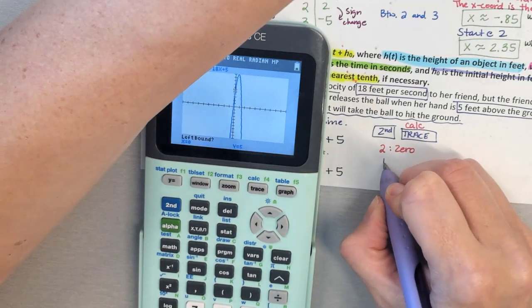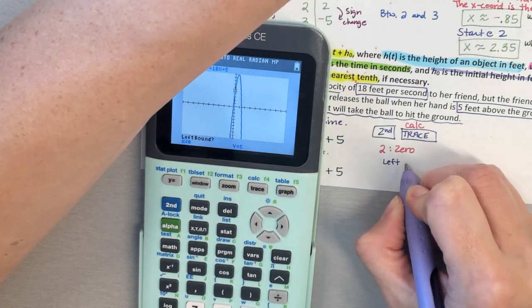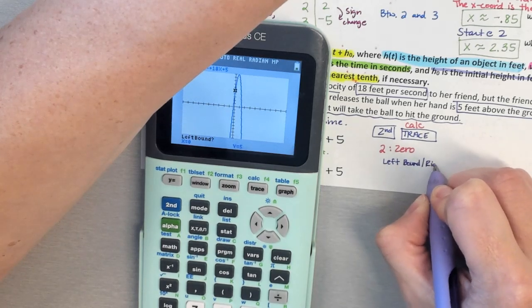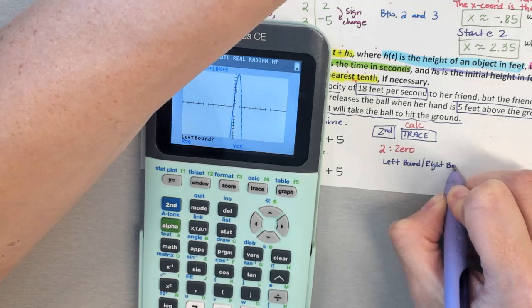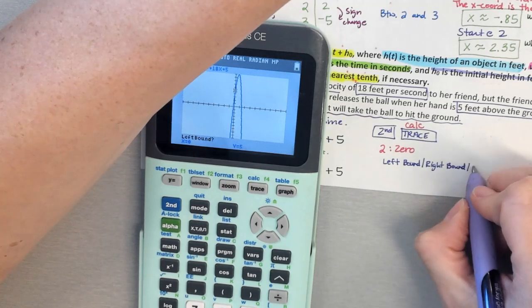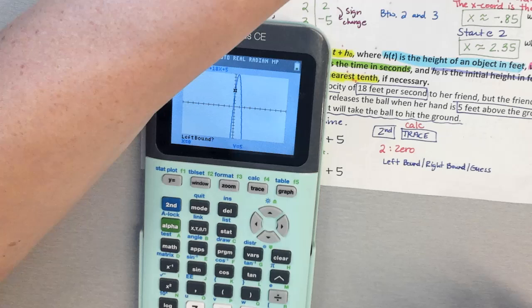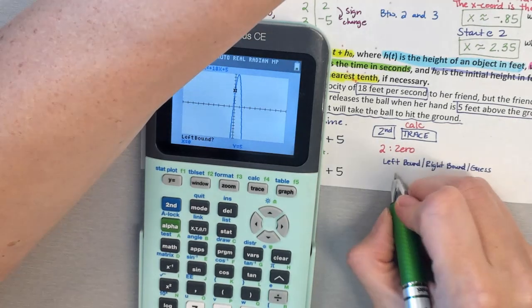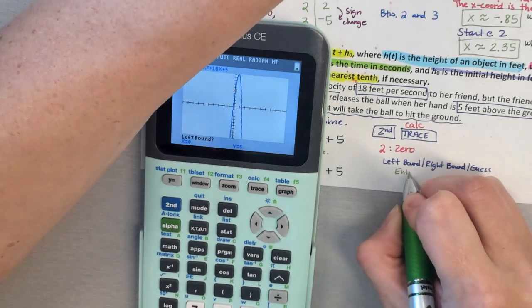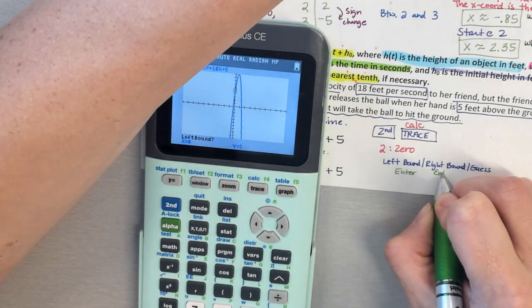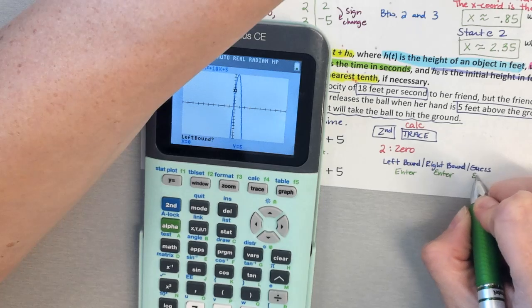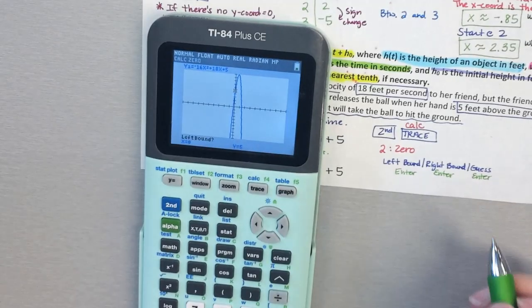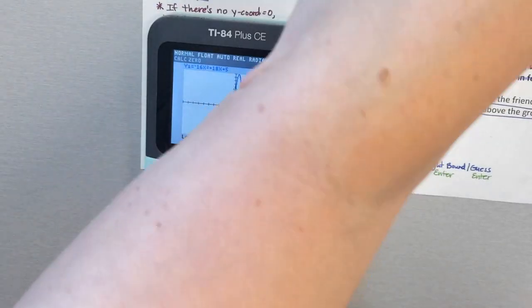So what you have to do is you have to find the left bound, you have to find the right bound, and then it will ask you to make a guess. The left bound and right bound have to be in certain places or you will get an error. This is not like the other one where you could put the curves anywhere and it would still give it to you. The left and the right bound are going to be important.